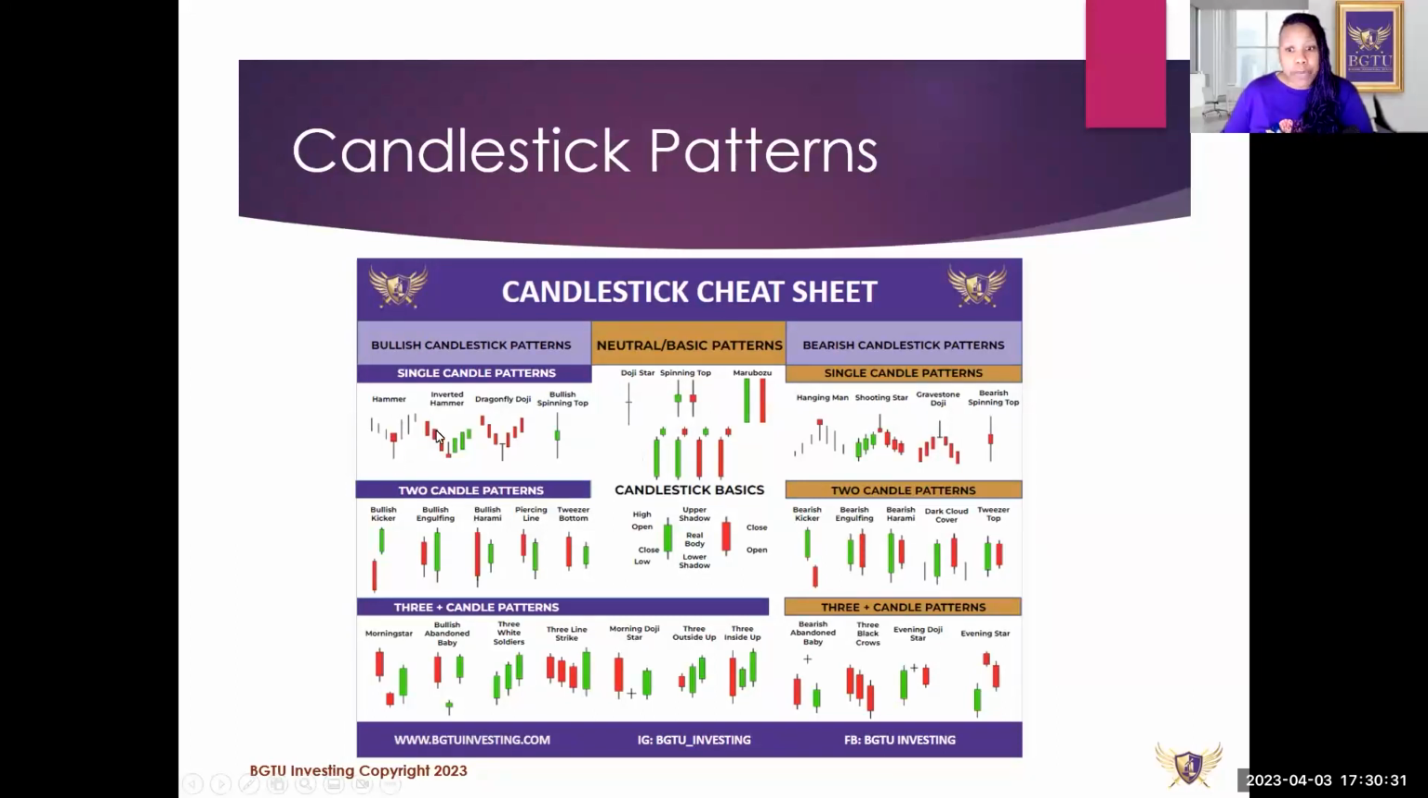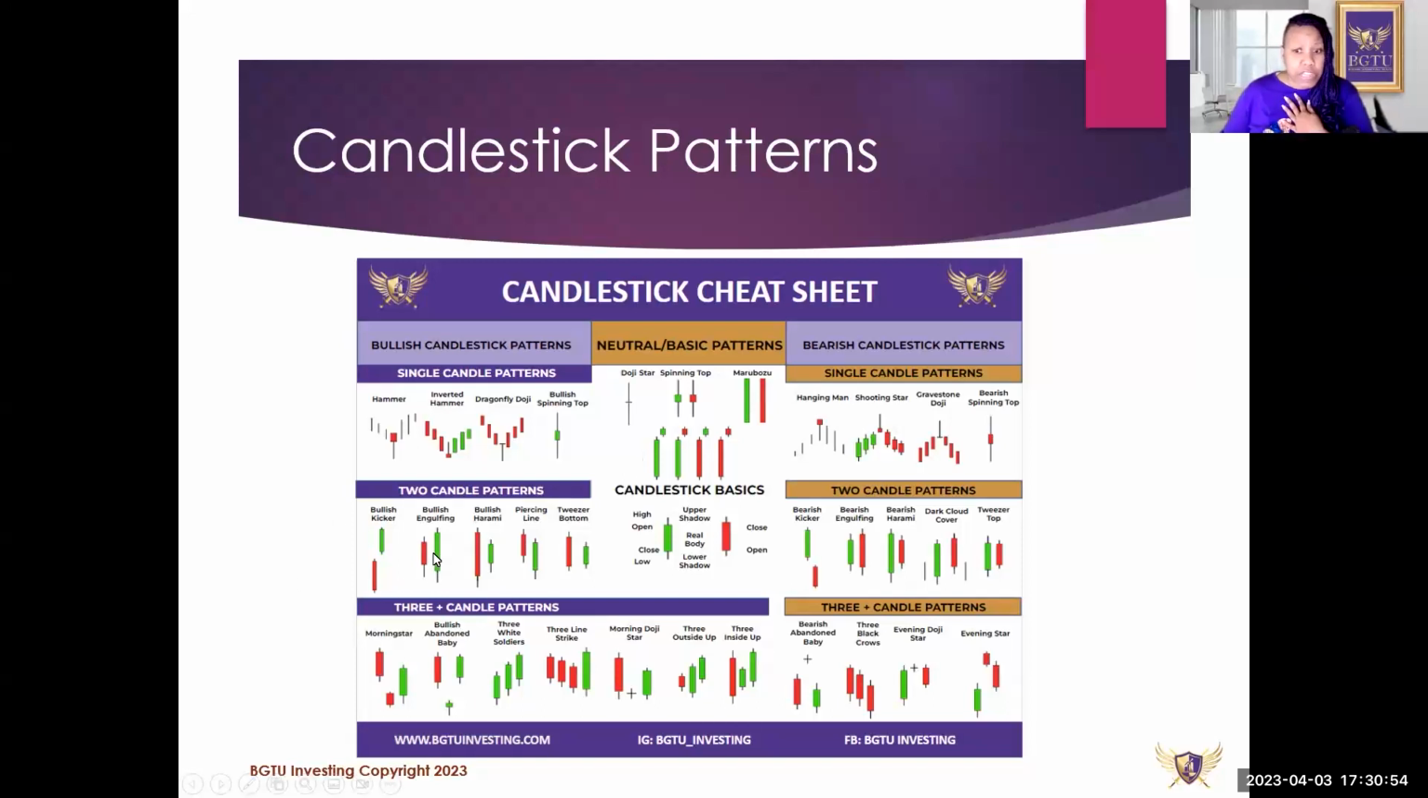The single is the hammer, the inverted hammer, the dragonfly doji, and the bullish spinning top. Why? Because you're looking for those at either support or resistance. We'll get into that in another video, and they're pretty easy to spot. So if you're looking for a trade and you're new to trading, I would definitely stick with those, or the 2 candle patterns.